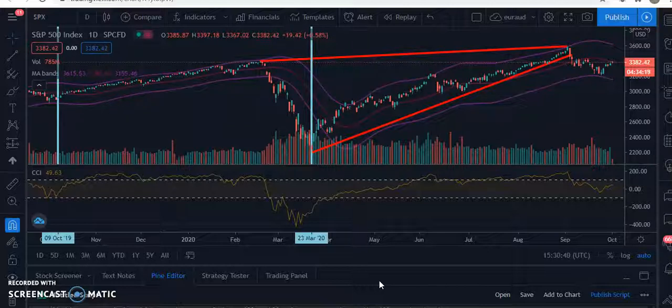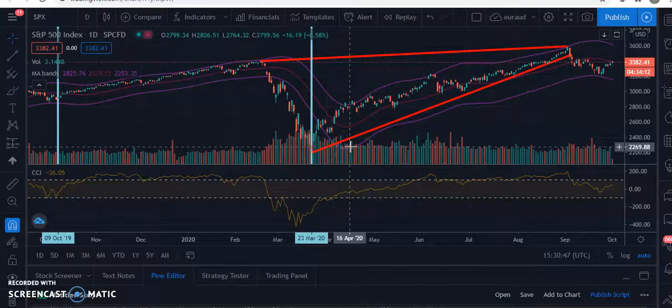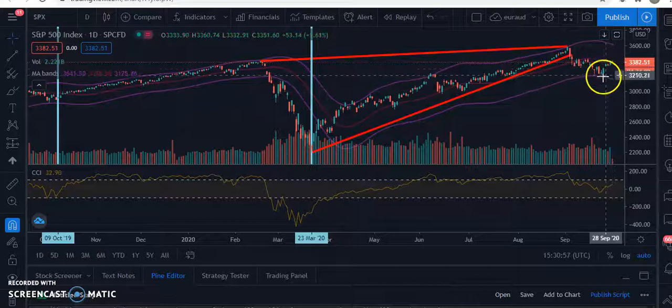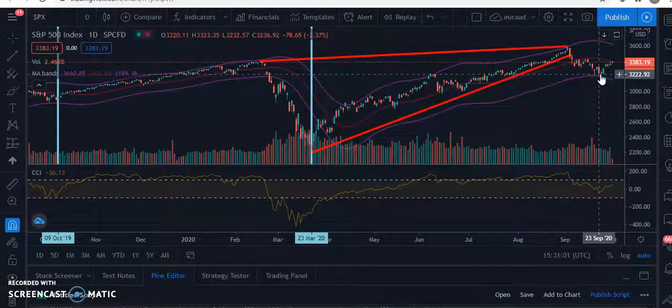Let's start our analysis with a daily chart for the Sp500. As you can see here, we have an ascending triangle, and with a long black candle, the Sp500 has broken below the ascending oblique support. What we see here is that after having hit perfectly the lower band, we have experienced a rebound.